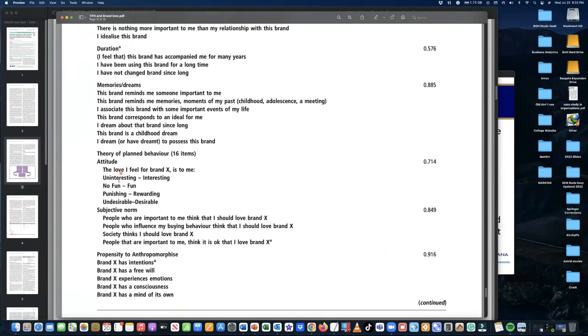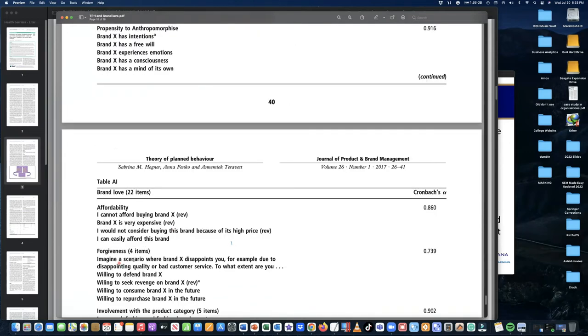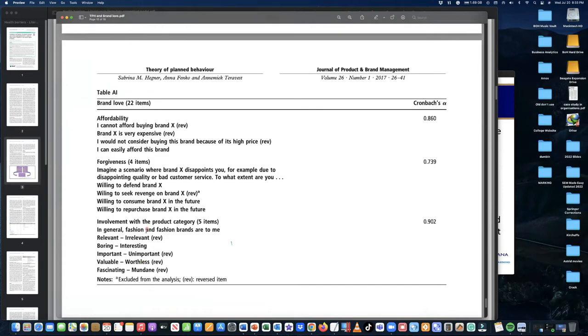Attitude has 5 items: 1, 2, 3, 4, 5, 6, 6 items. Then subjective norm has 1, 2, 3, 4. Propensity to anthropomorphize, the perceived behavioral control: 1, 2. So these are all constructs, but we are trying to look at how to measure them. Affordability, which is also under perceived behavioral control, has 4 items. Forgiveness, which is the outcome variable that we are going to arrive at, has 4 items. Involvement, which is the moderating variable, has 5 items.